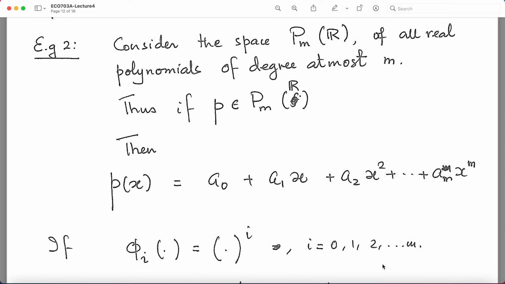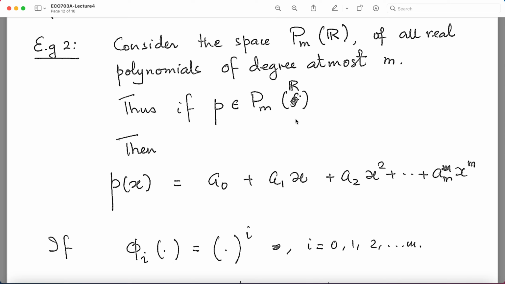Now, the question obviously that arises here is: what kind of space is Pm of R? Is it a vector space? Is it a finite dimensional vector space or not a finite dimensional vector space?